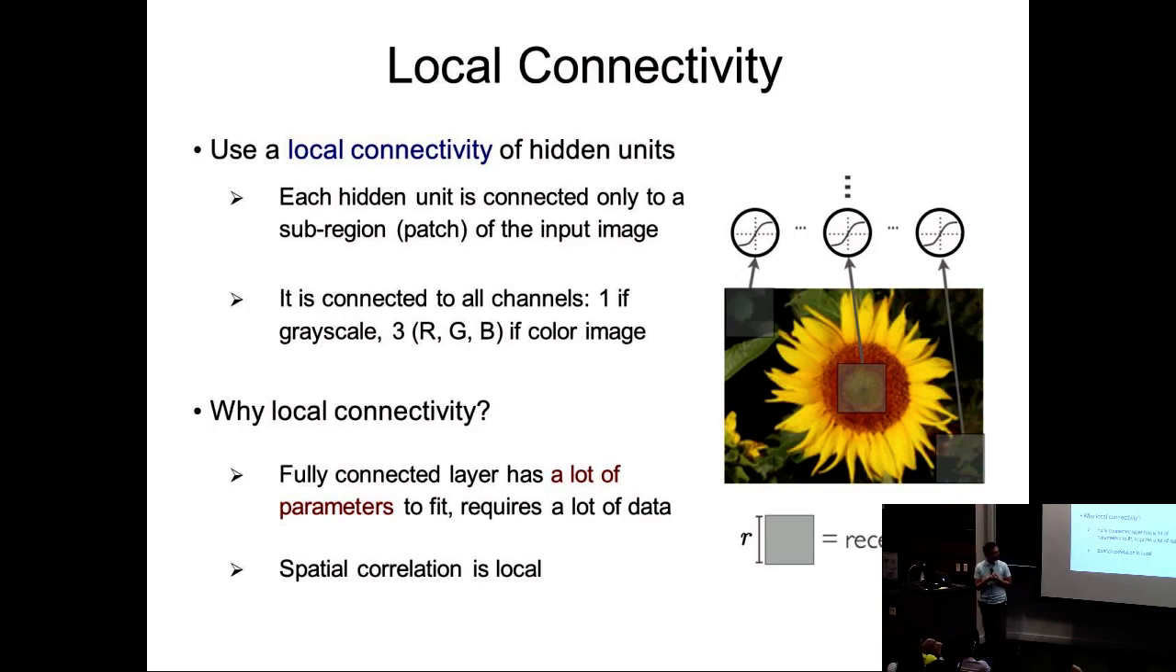Yes? Is this local connectivity only for the first hidden layer, or do you do this in the other hidden layers? Yeah, we'll get to that. But let's look at the first hidden layer. In the first hidden layer, you have this local connectivity, right? Saving on the number of parameters. And again, the assumption is that there is spatial correlation. So things in this region are correlated, but might not be correlated across different parts of the image.